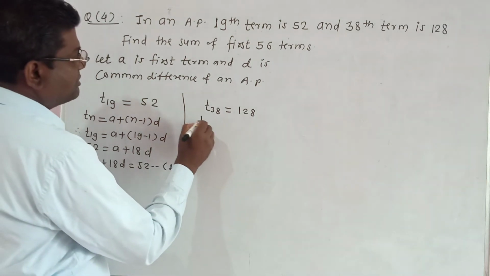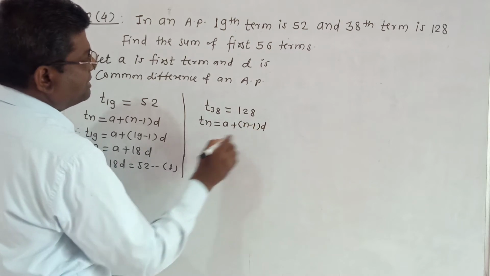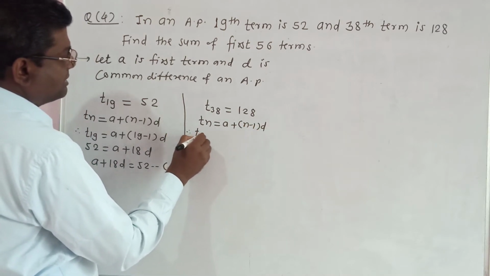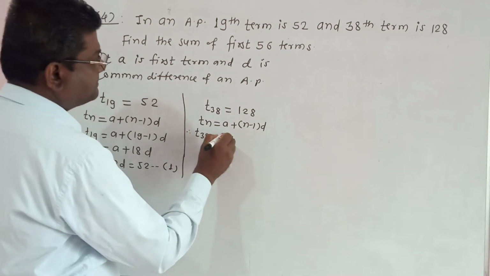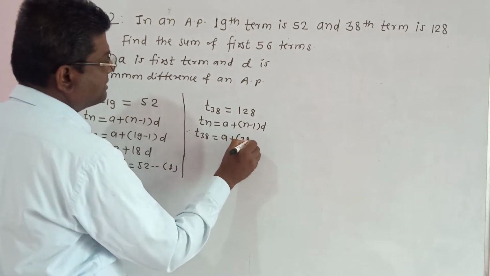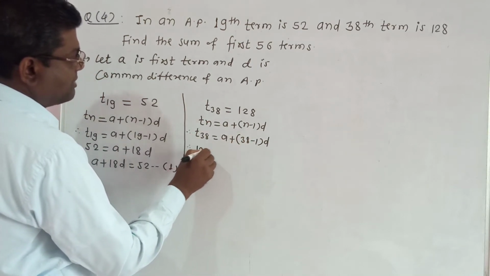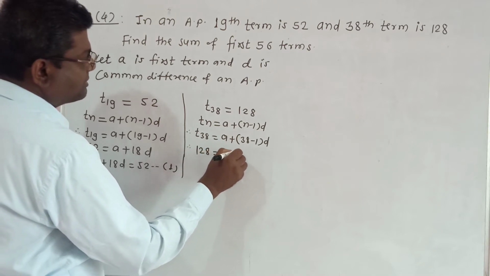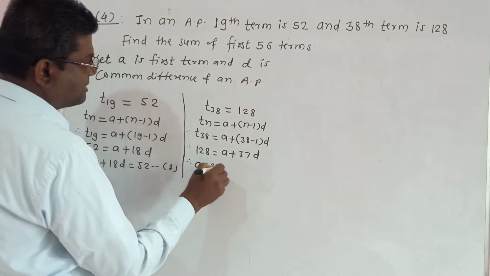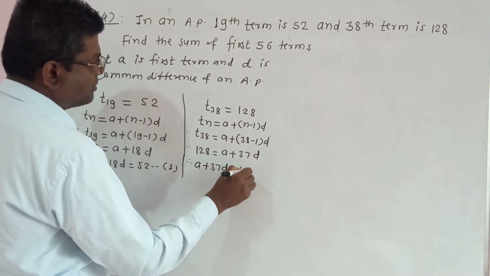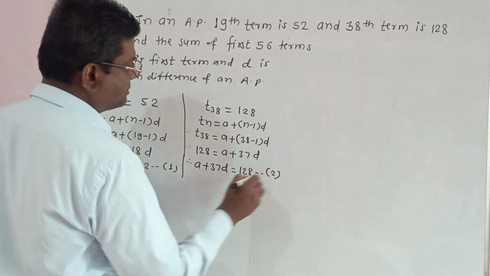Now here also we use the formula Tn is equal to A plus n minus 1 into D. Therefore, T38 is equal to A plus 38 minus 1 into D. Now T38 is 128, which is equal to A plus 37D. Therefore, A plus 37D is equal to 128. This is equation number 2.